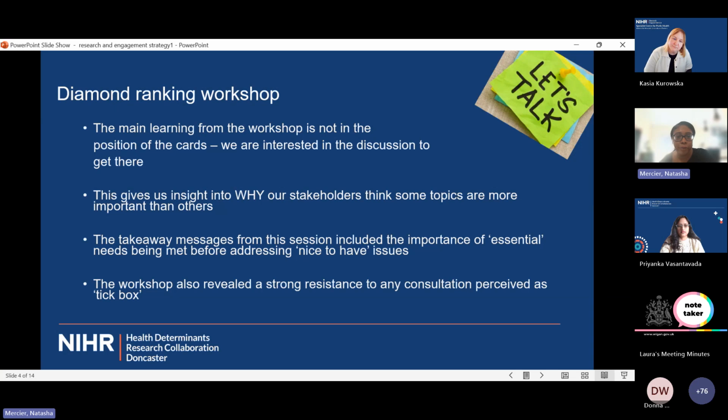So the main learning from the workshop is not necessarily the positioning of the cards, but the discussions that took place, which were also recorded. This gives us an idea of why stakeholders believe some issues to be more important than others. The takeaway messages from the session included the importance of essential needs being met before addressing those nice to have issues. There was a lot of talk in the room about the need to get this right, and a strong resistance to any consultation perceived as tick boxy. So we definitely didn't want that.